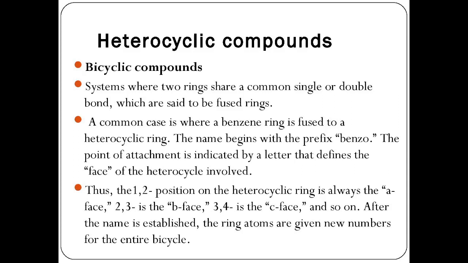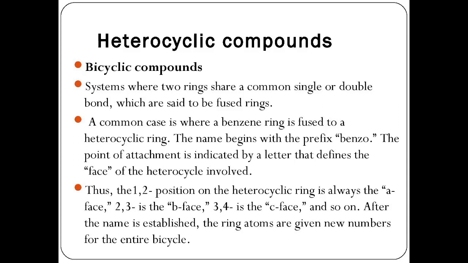Now, a common case is where a benzene ring is fused to a heterocyclic ring. The name begins with the prefix benzo because a benzene ring is combined. The point of attachment is indicated by a letter that defines the face of the heterocyclic ring involved. Thus, the 1-2 position on the heterocyclic ring is always the a face, and the 2-3 position is always the b face. You will remember this because we have discussed it in quinoline as an example.